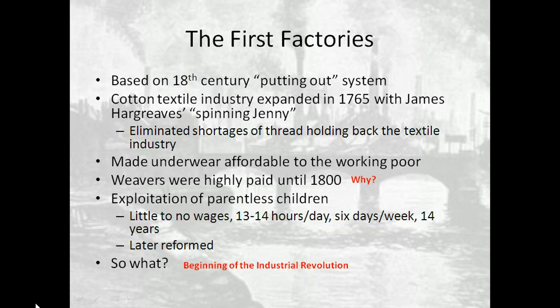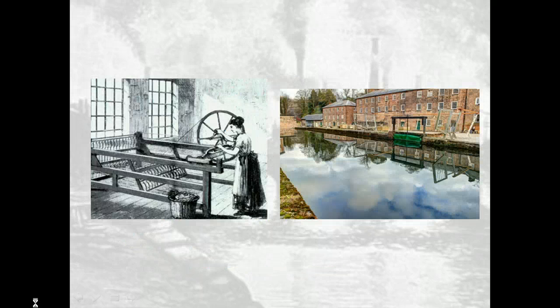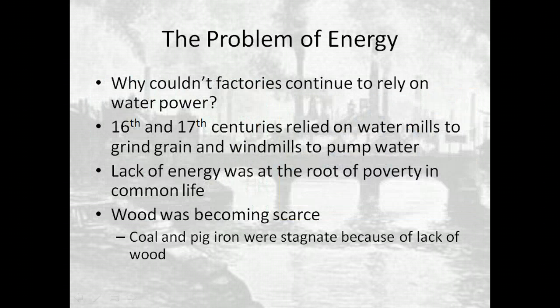These first factories, these very first textile factories, starting with the spinning jenny, mark the beginning of the Industrial Revolution. Here you can see what the spinning jenny looked like on the left, and on the right, you can see how later on these factories would be powered mostly by water, because initially they ran on water power, which we'll talk about next.